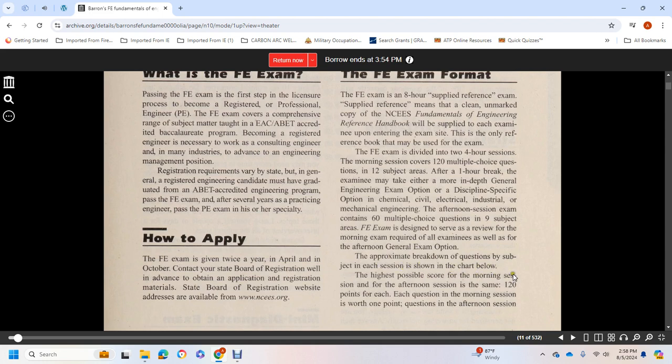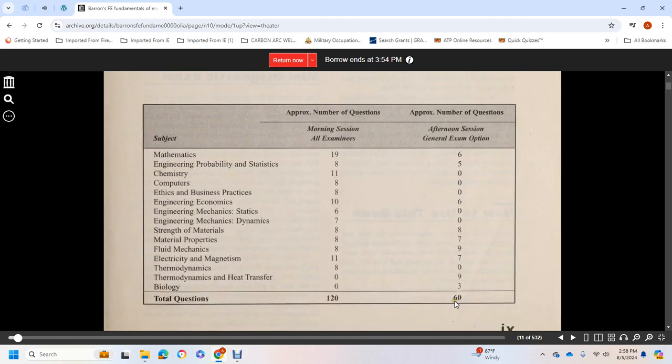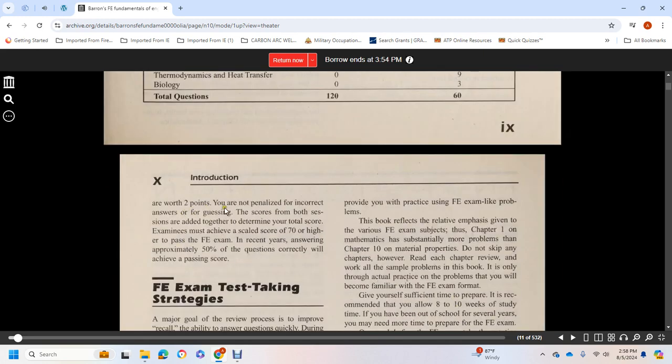The highest possible score for the morning session and for the afternoon session is the same: 120 points each. Each question in the morning session is worth 1 point. Questions in the afternoon session are worth 2 points. You are not penalized for incorrect answers, so guessing is fine. The scores of both sessions are added together to determine the total score. Examinees must achieve a scaled score of 70 or higher to pass the exam. In recent years, answering approximately 50% of the questions correctly will achieve a passing score.